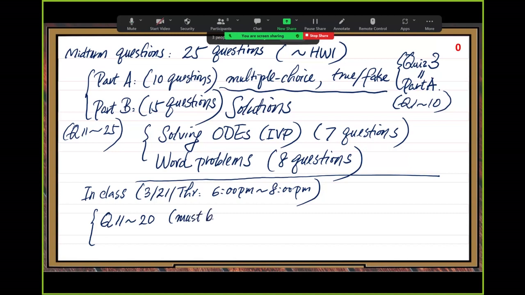Those must be completed in class. Question 21 through 25. When you get home, you have a second chance to work on them at home. How about that? Second chance.